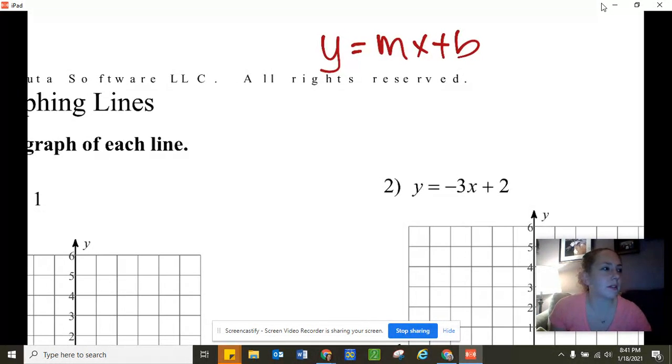That's where you have y equals mx plus b, where m is your slope, which is rise over run.